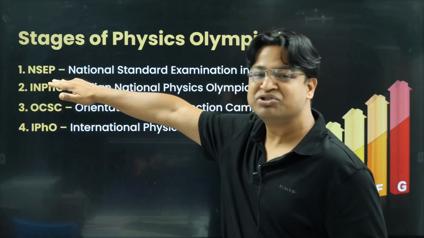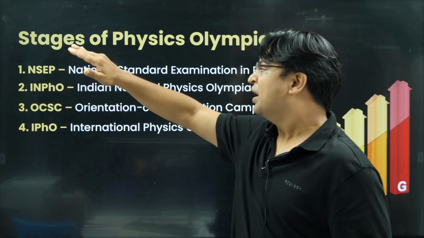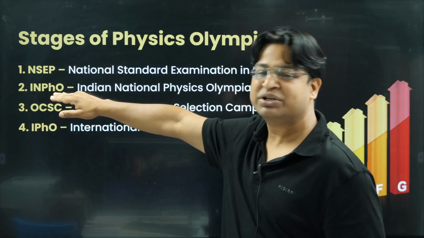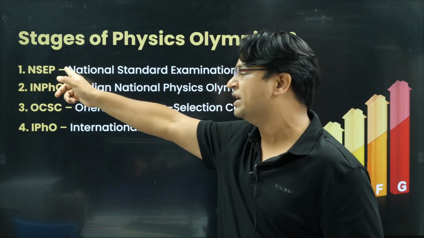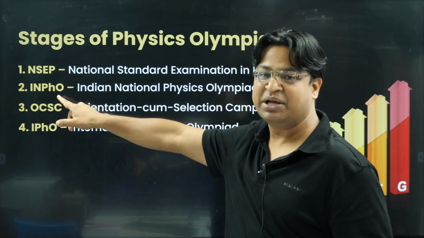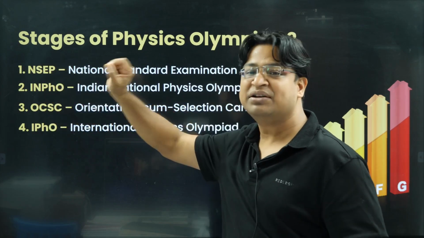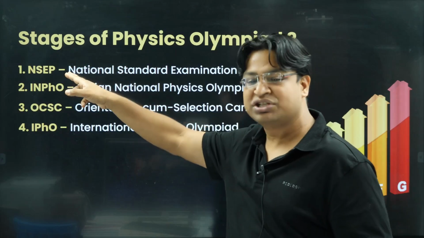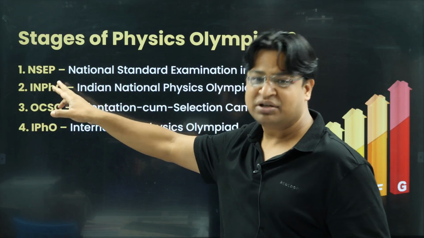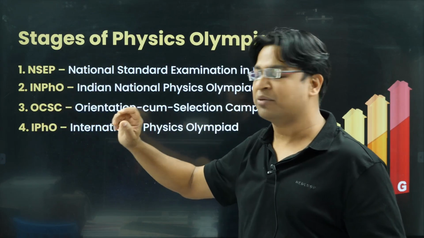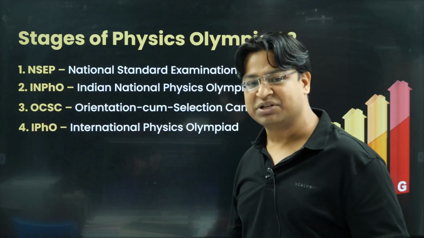NSEP happens in the month of November. Then two months down the line, the IPhO exam happens, in which all the 300 students who cleared NSEP participate. NSEP is objective in nature, with about 60 questions that you have to do in a 2-hour period: 48 single choice correct and 12 multiple option correct. IPhO is a subjective paper.